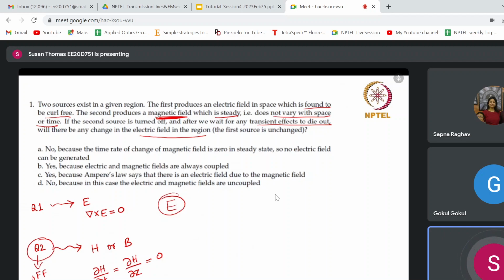Okay, so coming to the second option, electric and magnetic fields are always coupled. Okay, it is coupled. So the statement is partially correct. Electric and magnetic fields are always coupled.